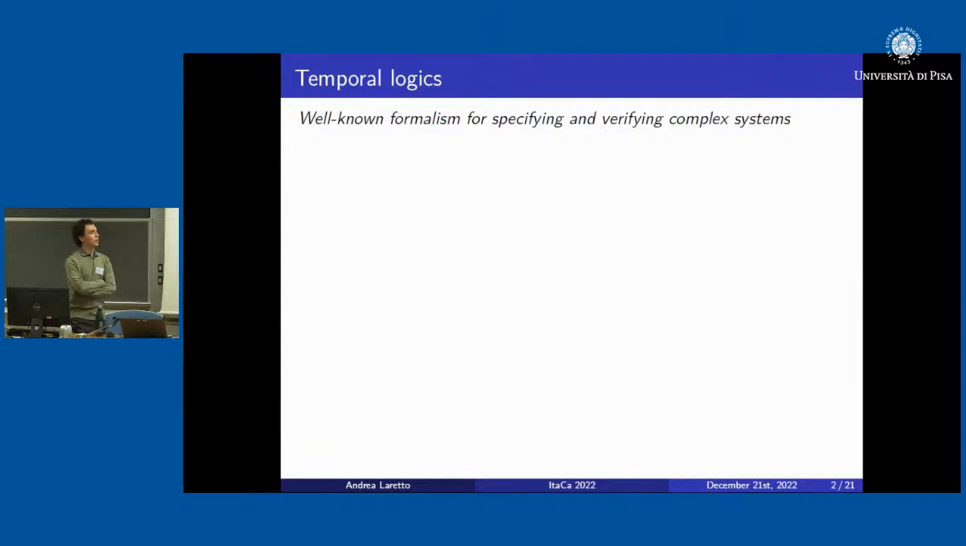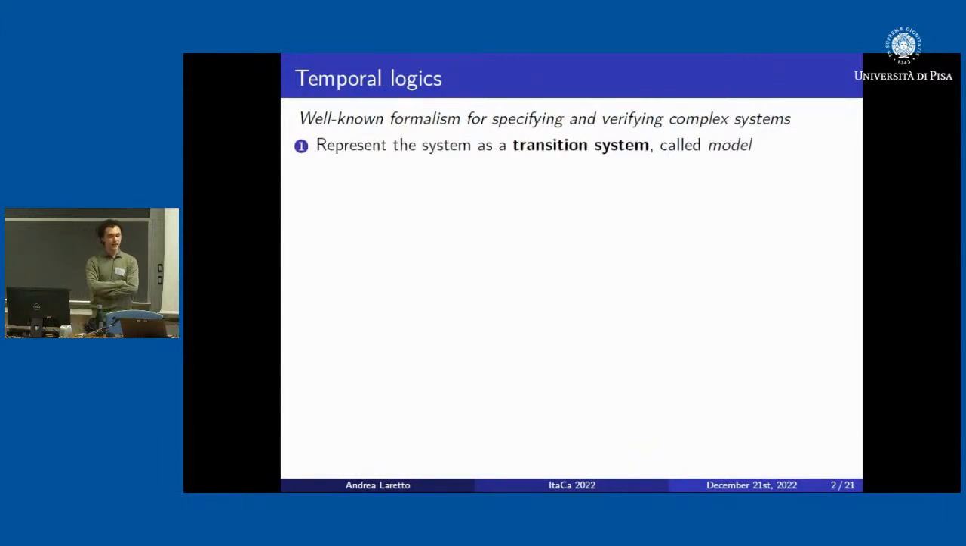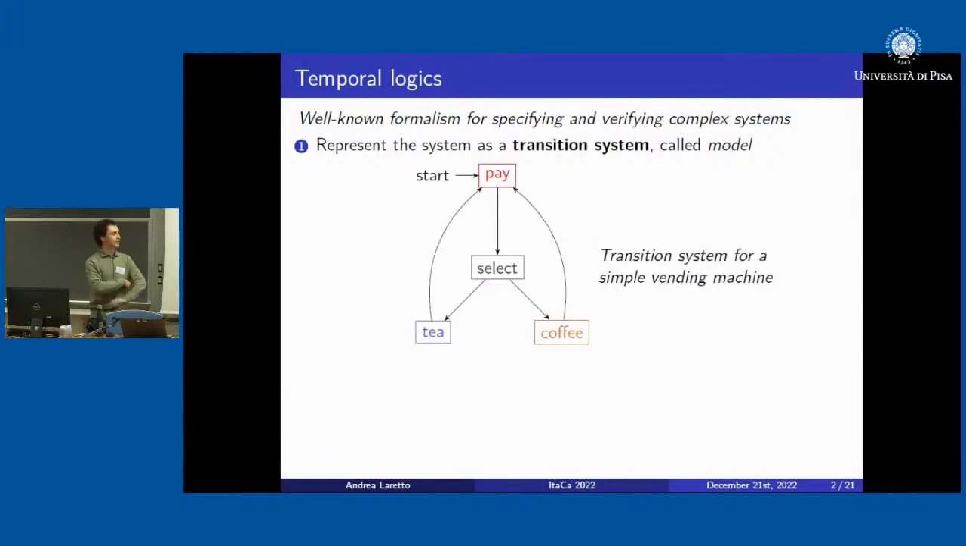So, temporal logics in a single slide, more or less. Temporal logics are a formalism for specifying and verifying the properties of complex software systems. The idea is the following: you represent your system of interest as a transition system, which we call the model. This is an example of a transition system for a simple vending machine. You start from the base state, and the only transition available is to go into the select state, where you can select the beverage that you want to buy. For example, you might want to get tea, or you might want to get coffee, as possible evolutions of our system.